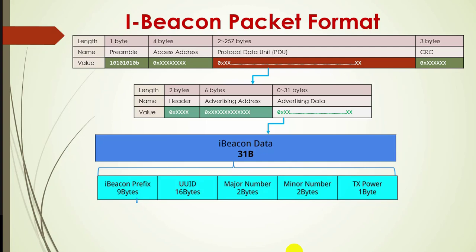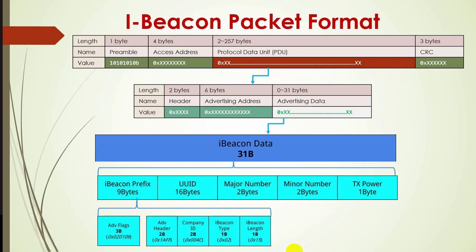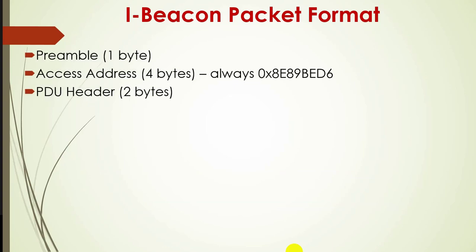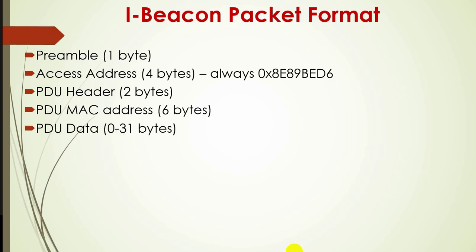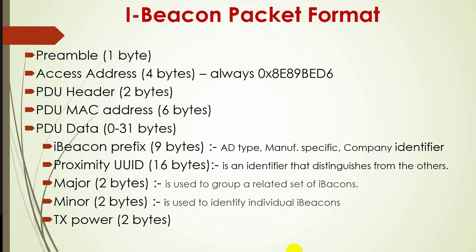power. The 9 bytes of iBeacon prefix can be further divided into 3 bytes of advertising flag, 2 bytes of advertising header, 2 bytes for company ID, 1 byte for beacon type, and 1 byte for beacon length. So as I mentioned, you have preamble, 1 byte, 4 bytes of access address, PDU header of 2 bytes, PDU MAC address of 6 bytes, then you have PDU data, which could be 0 to 31 bytes, which consists of 9 bytes of prefix.